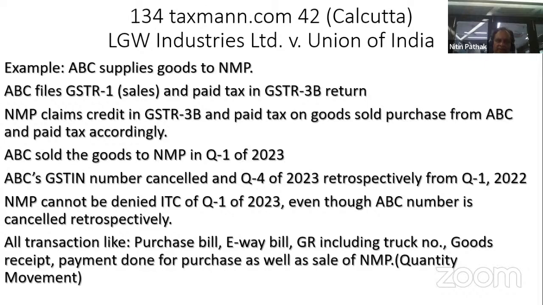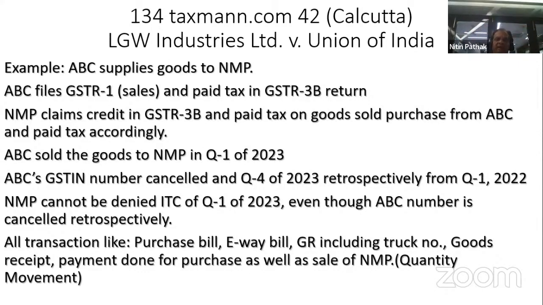ABC supplies goods to NMP. ABC files GSTR 1 and pays tax in GSTR 3B. NMP claims input credit. So ABC supplies to NMP, ABC filed GSTR 1 and paid tax on the goods. NMP claimed it in GSTR 3B and paid the tax on the bill accordingly. ABC sold goods to NMP in Q1. ABC's registration was cancelled in Q4 2020 retrospectively, but NMP cannot be denied ITC even though ABC's registration is cancelled.